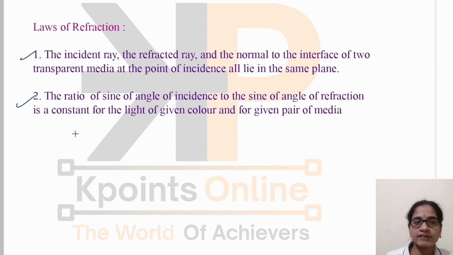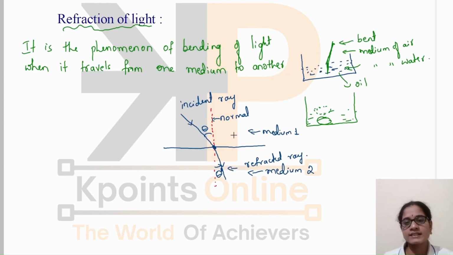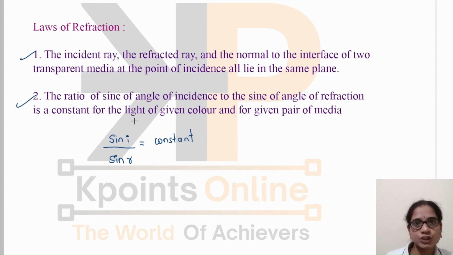The next law of refraction states that the ratio of the sine of the angle of incidence to the sine of the angle of refraction is a constant for light of a given color and for a given pair of media. This states that the ratio of the sine of the angle of incidence to the sine of the angle of refraction is constant. We had seen here, this is the angle of incidence and this is the angle of refraction. When we take this ratio, it comes out to be constant, and it is constant for a given pair of media.